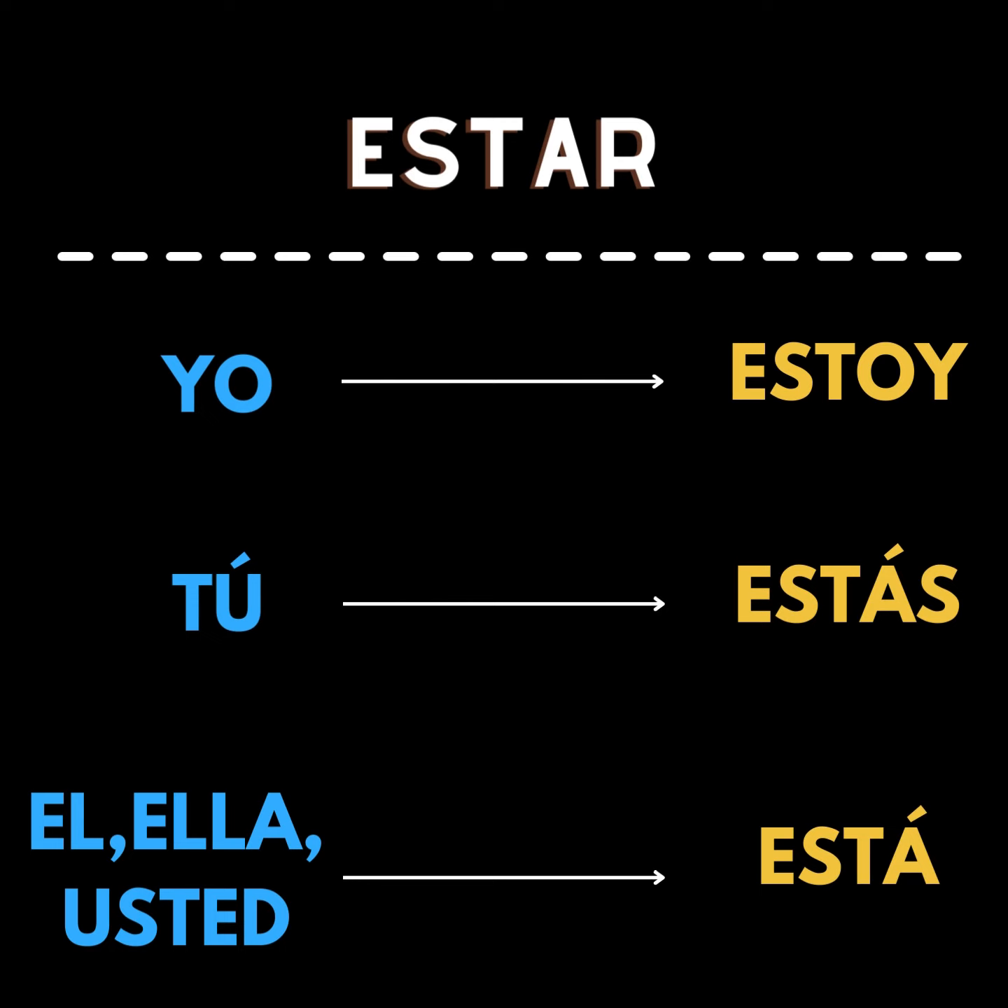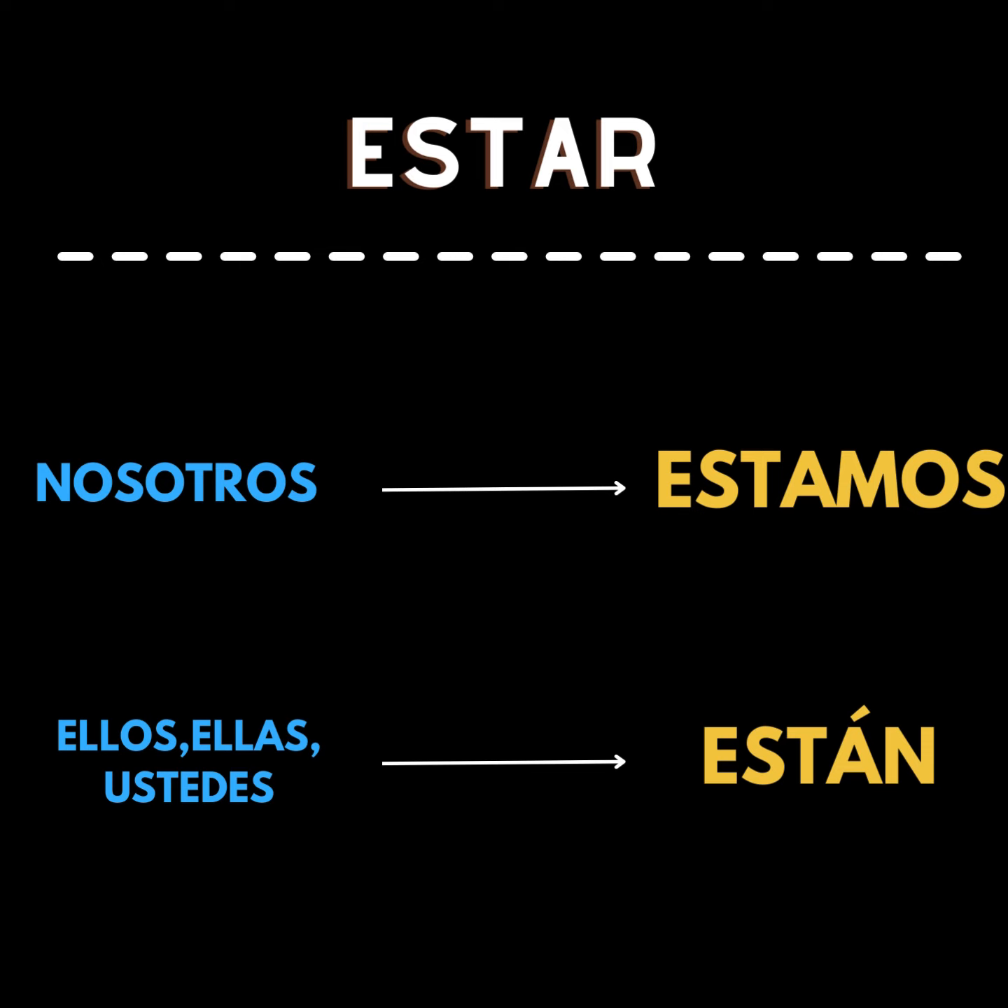Yo would be conjugated into estoy. Tú would be conjugated into estás. Él, ella, and usted would be conjugated into está. Nosotros would be conjugated into estamos. And ellos, ellas, and ustedes would be conjugated into están.